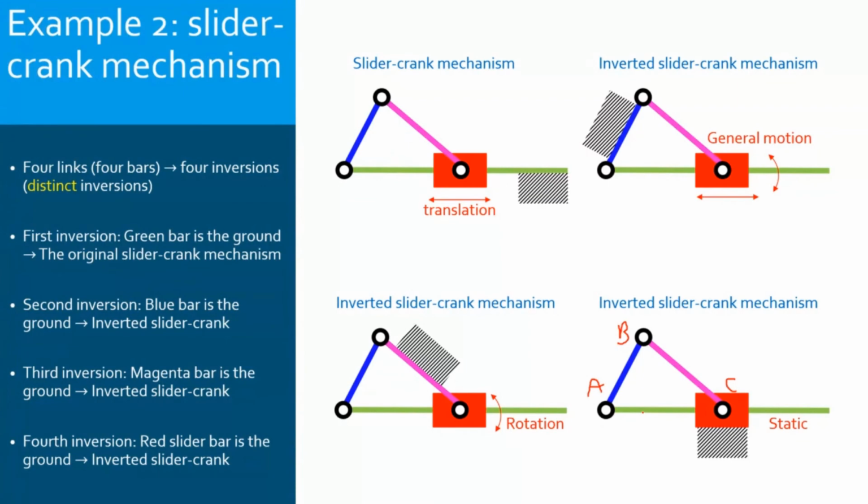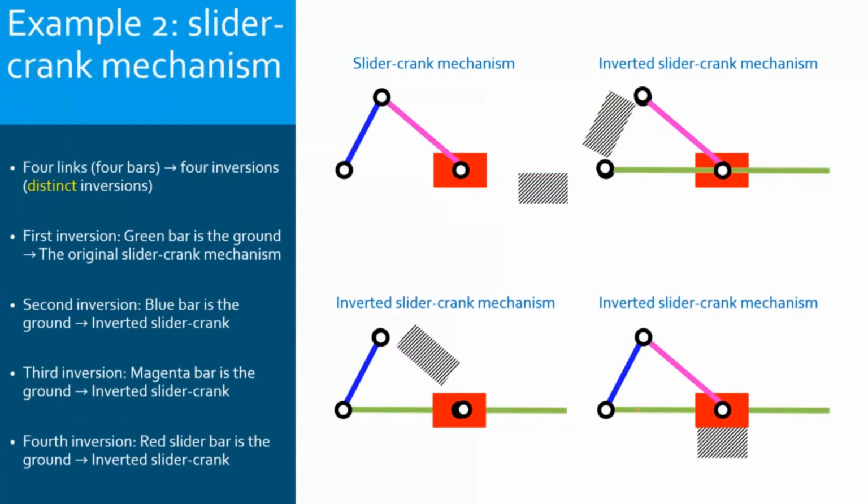Only translation, yes. So the green bar is connected to the slider by a prismatic joint. So it can have only a translation motion with respect to the slider, which is the ground. So in absolute motion, the green bar can only translate. So these are the 4 inversions of the slider crank mechanism.